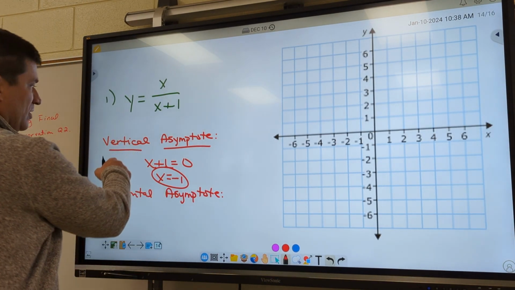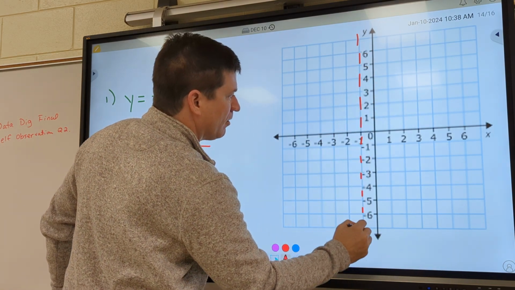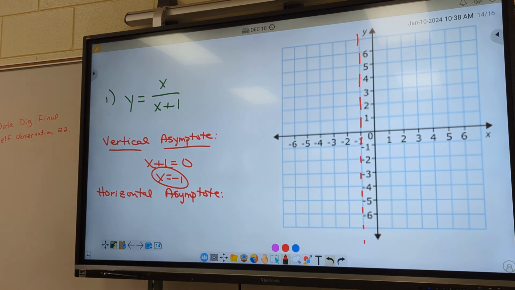All right, so my vertical is -1. I need y'all to go to -1, draw a dotted line up and down with your colors. The only thing we're going to use our color for. Can't even see it. Sure. All right, everyone sees how we got -1.